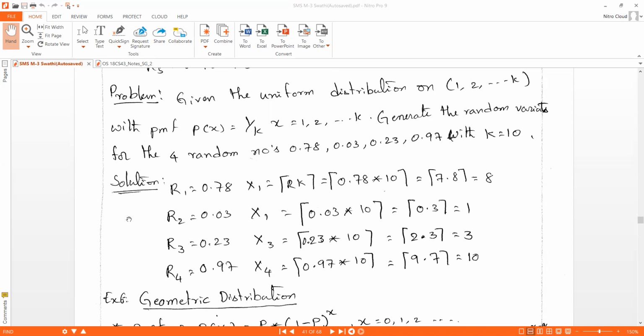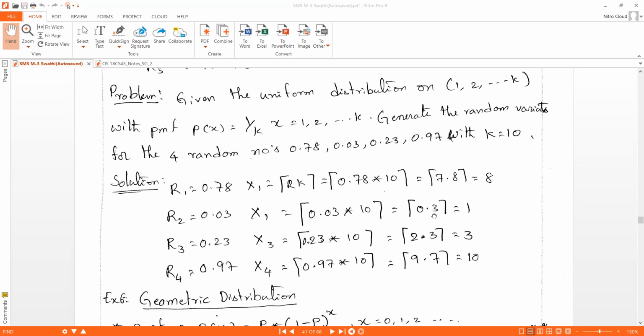Okay. Next, when the random number is 0.03, that is, R2 is equal to 0.03, we need to find the random variant. Random variant x1 is equal to R2 into K2. R2 value is given as 0.03, and the K value is given in the problem as 10. 0.03 into 10, we will get mod of 0.3.